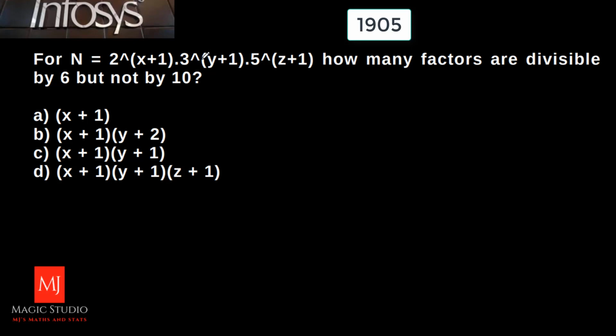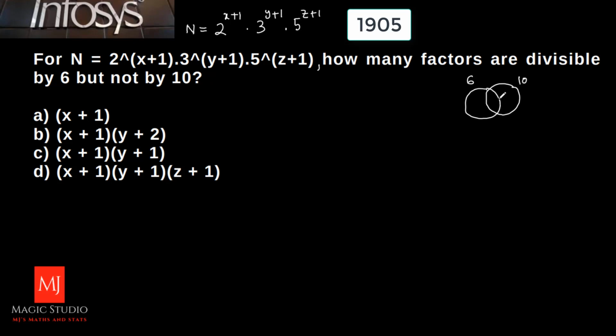For n equals 2 to the power x plus 1, into 3 to the power y plus 1, into 5 to the power z plus 1. This is our number. How many factors are divisible by 6 but not by 10? Suppose these many factors are divisible by 6 and these many factors are divisible by 10. So what is this common area?